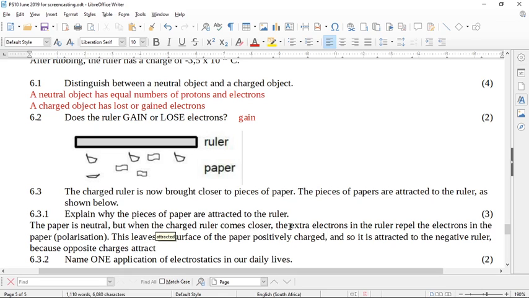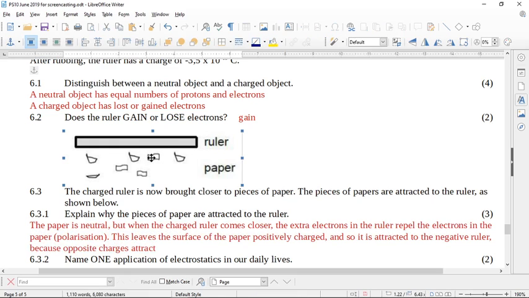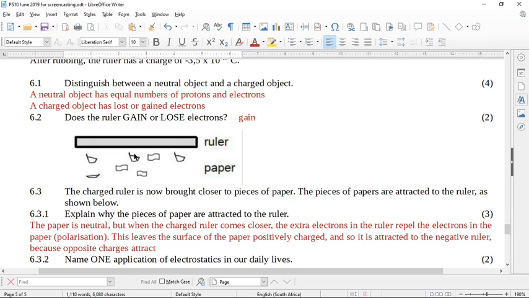So now remember, the ruler stayed neutral, okay? It's just got little whizzy electrons inside the paper, and they go to one side of the paper, and then it just leaves all the protons on the surface there, and that's what's attracted to the ruler. The positive charge at the top of the paper becomes attracted to the negative ruler because the paper got polarized when the electrons were chased away.